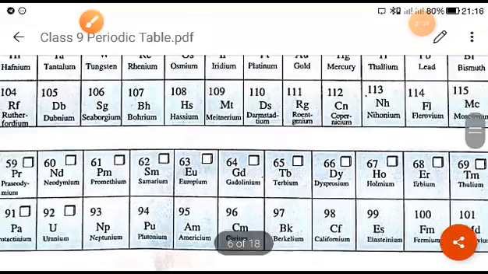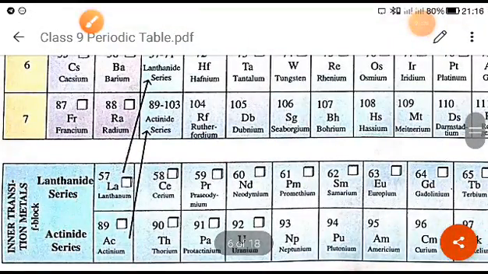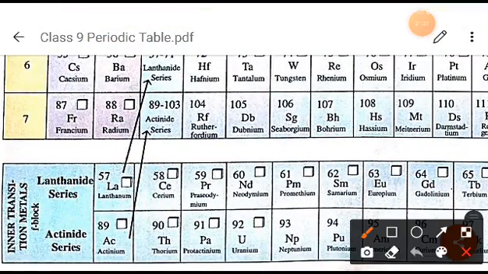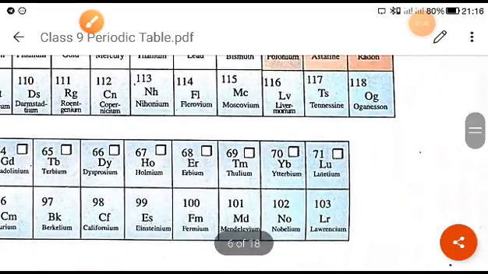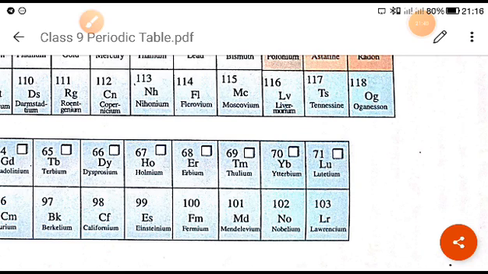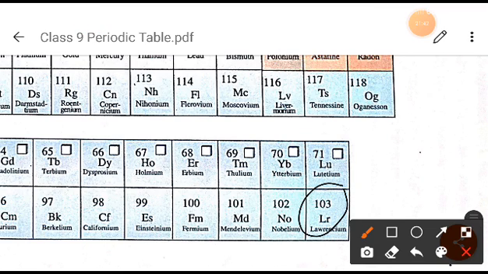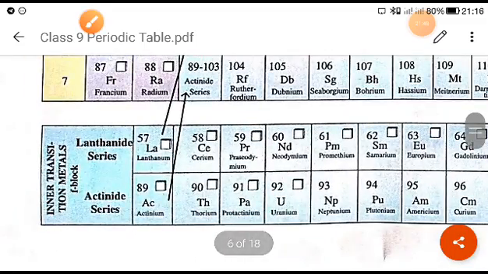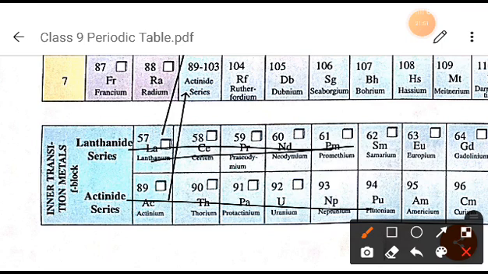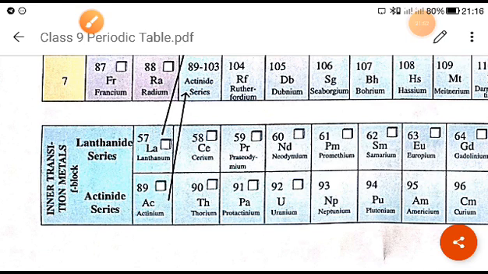Now next, when you talk about group 3 of the 7th period, this is called the actinide series. It will start from 89, actinium, and end at lawrencium, 103. So this series is called the actinide series, and this is called the lanthanoid series. I hope you have understood this, right?